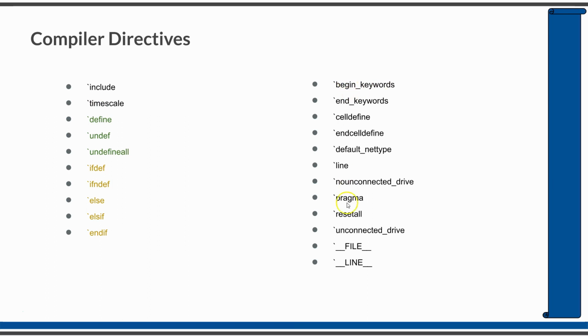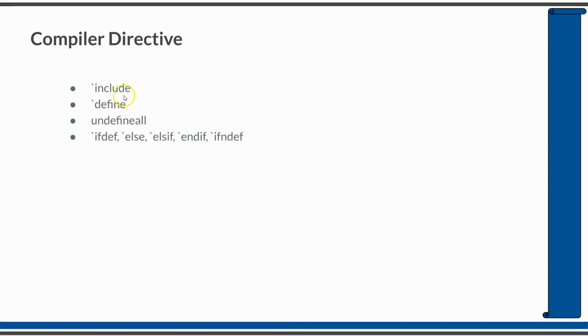I am not going to explain these here, but we'll quickly see what the use cases of these compiler directives are. So the first one is tick include. It is used to include a file into a different file. So the general format would be either tick include within double quotes you can give the file name, or within these set of symbols you can give the file name. And the next one would be tick define.